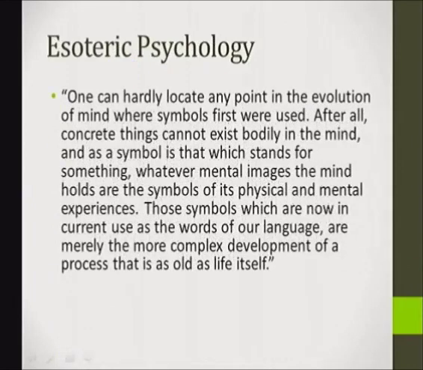In esoteric psychology, Zain says, one can hardly locate any point in the evolution of mind where symbols were first used. After all, concrete things cannot exist bodily in the mind, and a symbol is that which stands for something. Whatever mental images the mind holds are the symbols of its physical and mental experiences. Those symbols, which are now in current use as the words of our language, are merely the more complex development of a process that is as old as life itself.